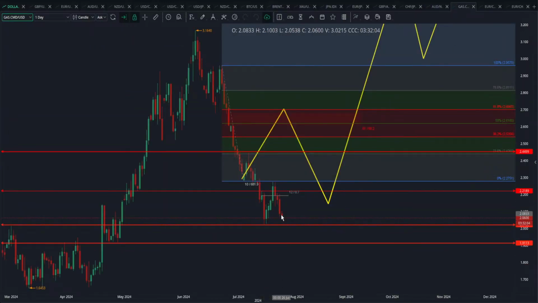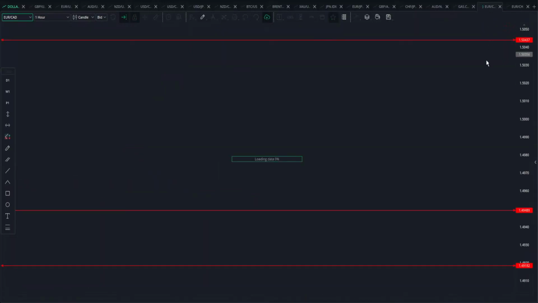Gas is headed lower. 2.018 is the target. Below that, it can reach for 1.911. That's it. On the upside, you should expect this to act as a resistance. Not this now. You should expect this to act as a resistance now.